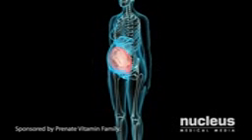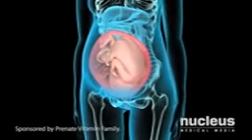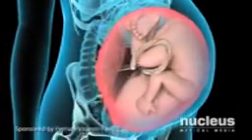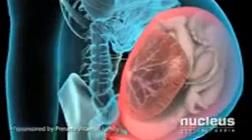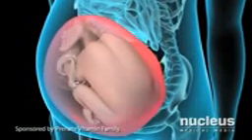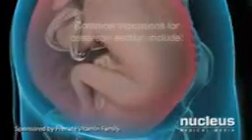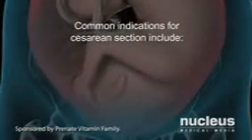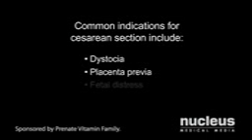A cesarean section, often referred to as a C-section, is a surgical procedure in which incisions are made in a woman's abdomen and uterus to deliver a baby. Some cesarean sections are planned. More often, however, the need for the procedure becomes apparent after the onset of labor, when abnormal conditions make a vaginal delivery unsafe for the mother or her baby. Common indications for cesarean section include dystocia, placenta previa, and fetal distress.